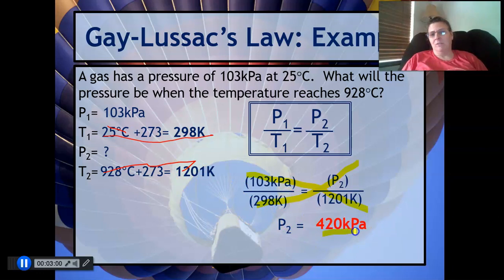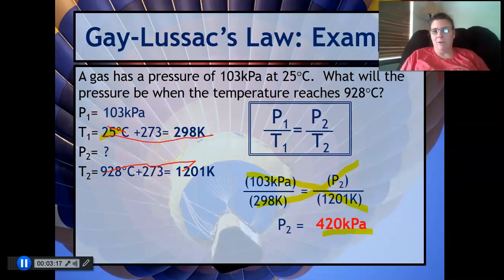Now, again, I'm ending with two significant figures because 25 degrees Celsius was the two significant figures I started with. Yes, 103 has 3, and this has 4, but we're going with the lowest one that we start with in the original problem, okay?